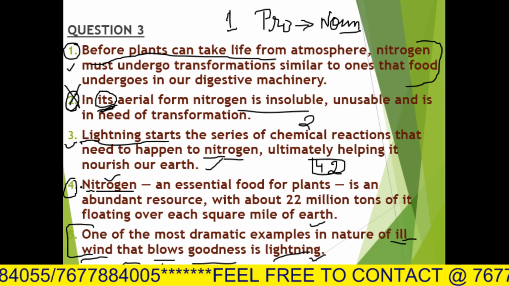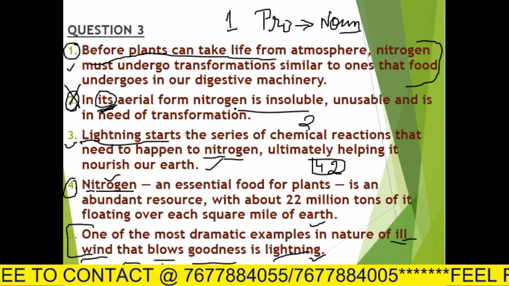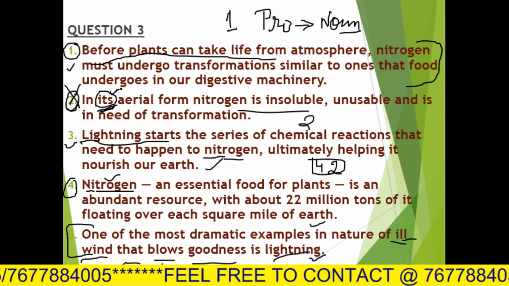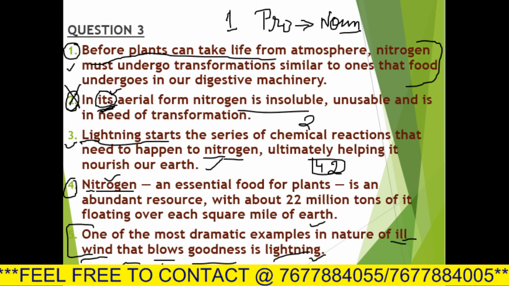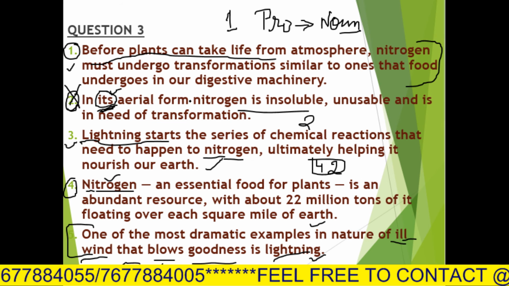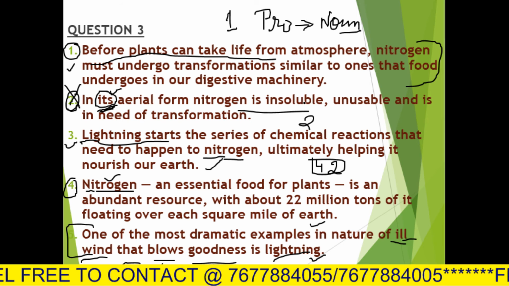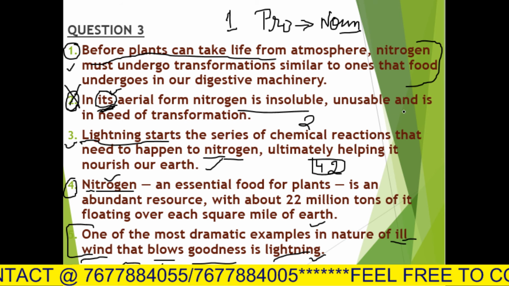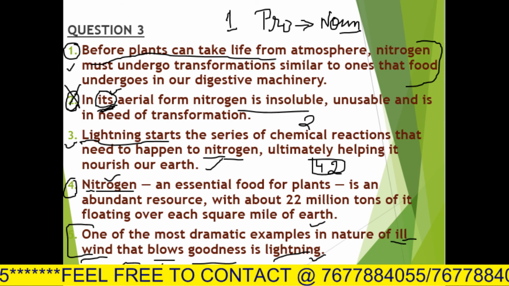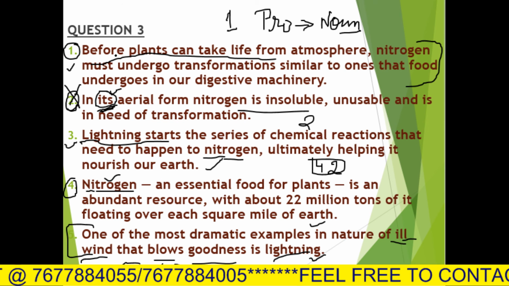And next, after 4 we have to use 2: "In its aerial form, nitrogen is insoluble." The answer for "its" is that its here represents nitrogen: in nitrogen's aerial form, it is unusable and in need of transformation. It means we have to use 2 after 4. And then 1 will be the last one.